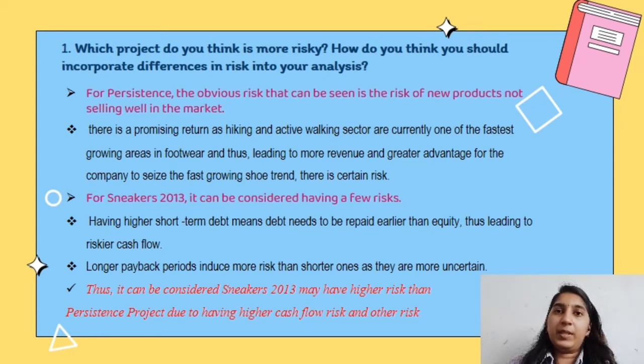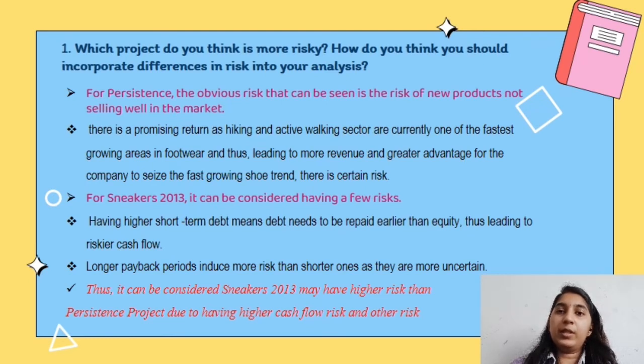This project can be said to have a small speculation risk, as undertaking it may end up with uncertainty of loss and gain. For Sneaker 2013, it can be considered as having a few more risks. This project has relatively higher short-term debt compared to the Persistent project. Having higher short-term debt means the debt needs to be repaid earlier than equity, thus leading to riskier cash flow. If the company has unstable cash flow, this can cause problems, as companies need to give priority to repaying debts first.